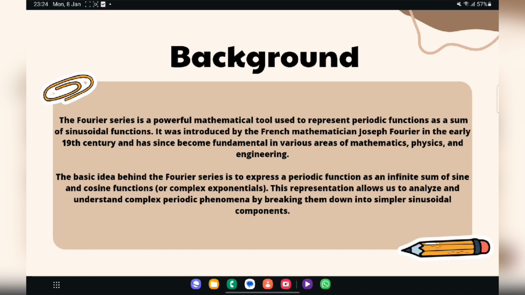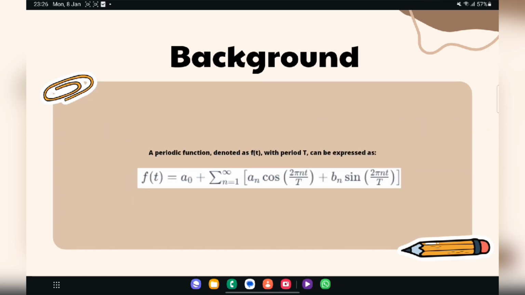The basic idea behind the Fourier series is to express a periodic function as an infinite sum of sine and cosine functions. This representation allows us to analyze and understand complex periodic phenomena by breaking them down into simpler sinusoidal components. Next, a periodic function denoted as f(t) with period T can be expressed with this formula.